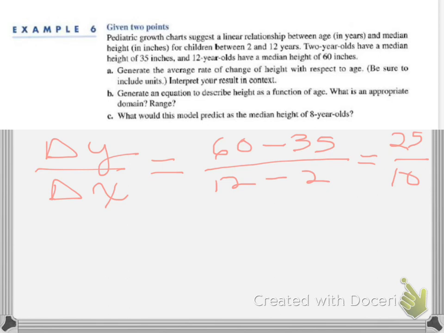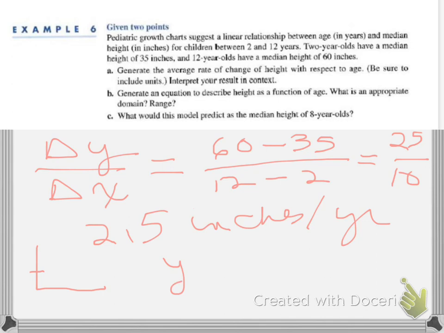So the average rate of change would be, here's my slope. To interpret it, it would be 2.5 inches per year, and that's of median height. So that's how I would interpret it. Generate an equation to describe the height as a function of age. What's the appropriate domain? What's the appropriate range? Okay, so you're only going between 2 and 12. So therefore, that means that your y-intercept will be 2.